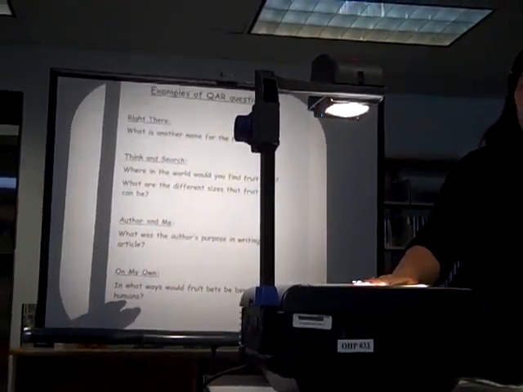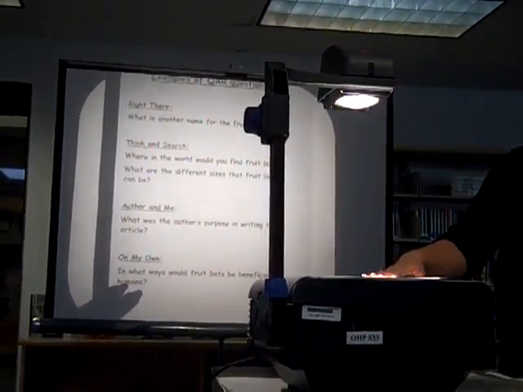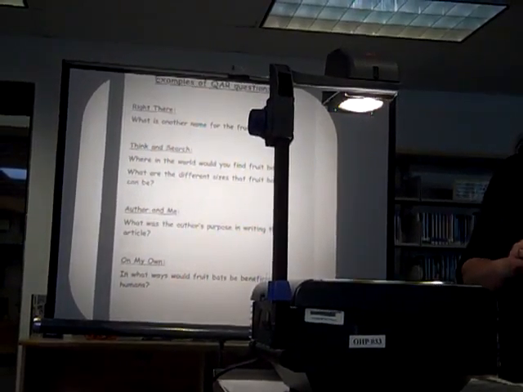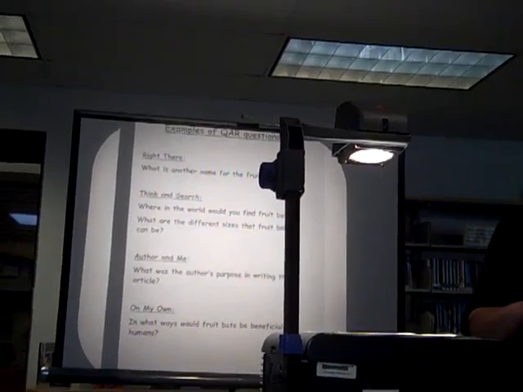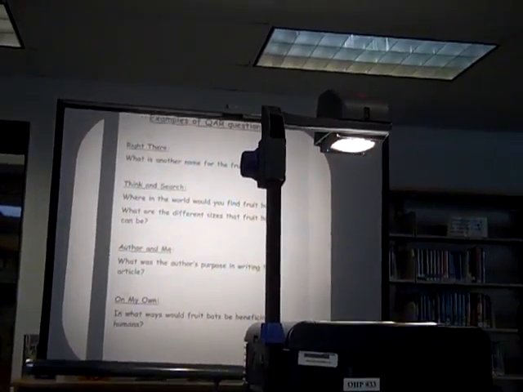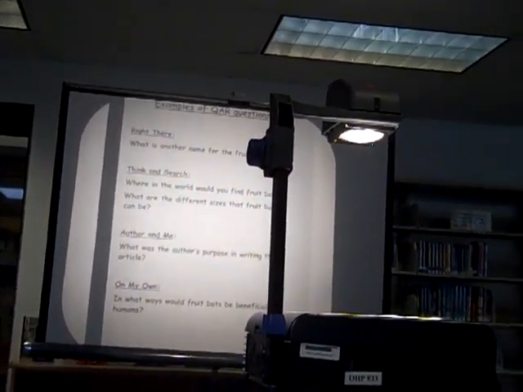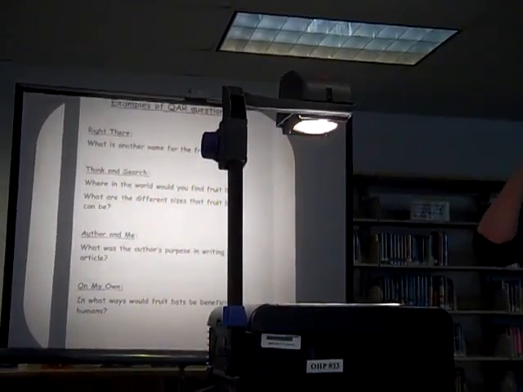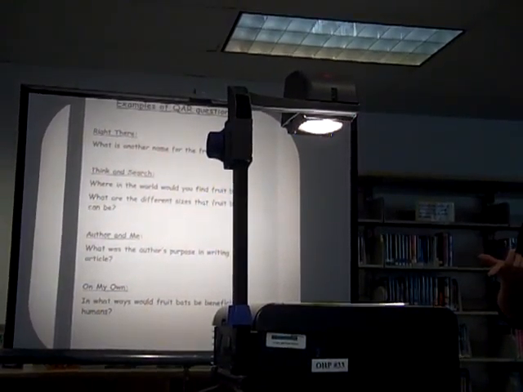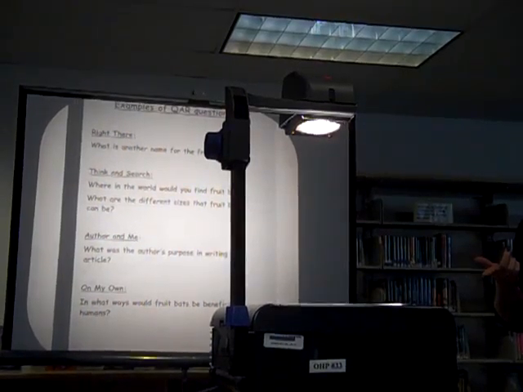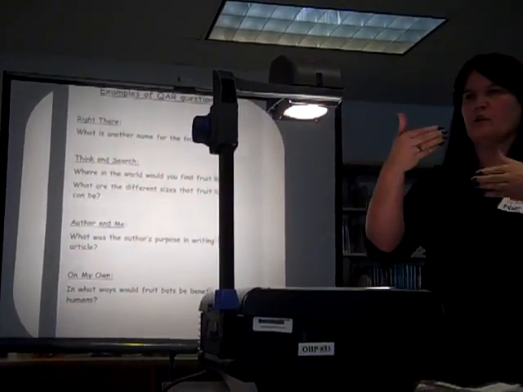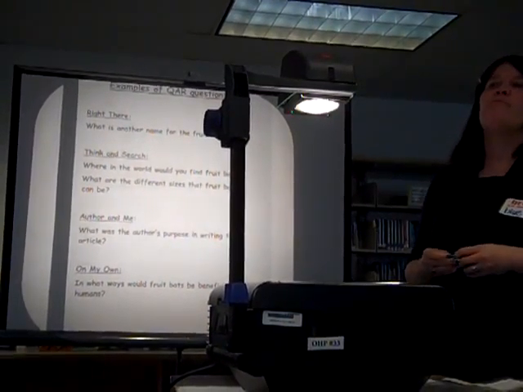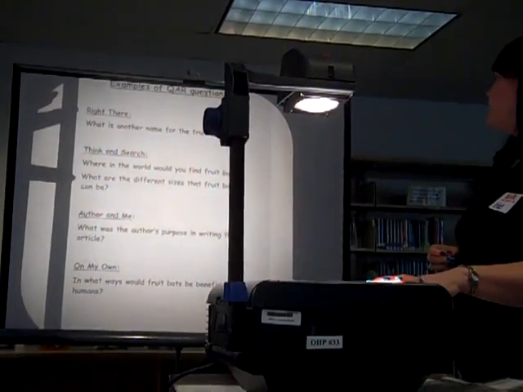Another nice piece for this is that right there questions are always level 1. So you can think about levels of questions using this as a window. Right there is level 1. What's think and search? Level 1? It's in your head. So think and search is level 2, Mike? Yeah, which they're still based in the text, but they expand. And then author and me and on my own are level 3? Yes. Okay. All right.